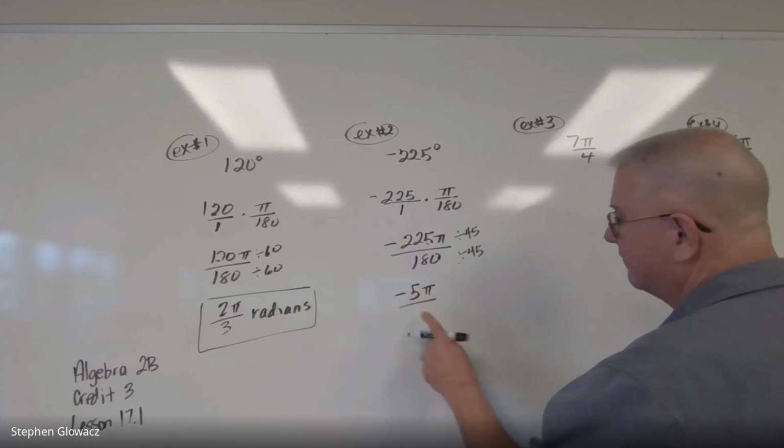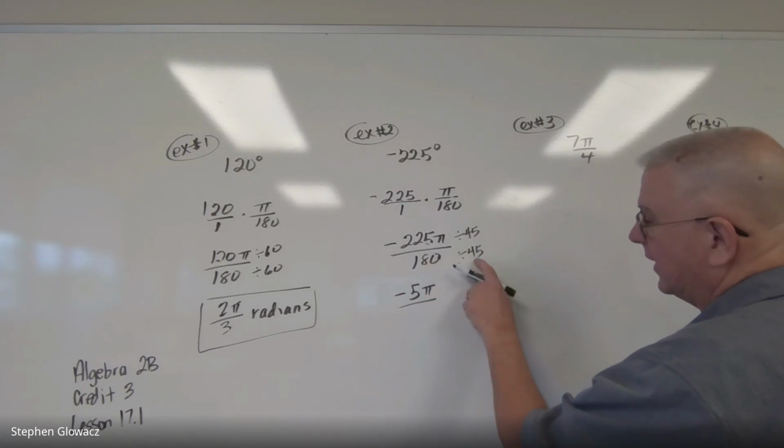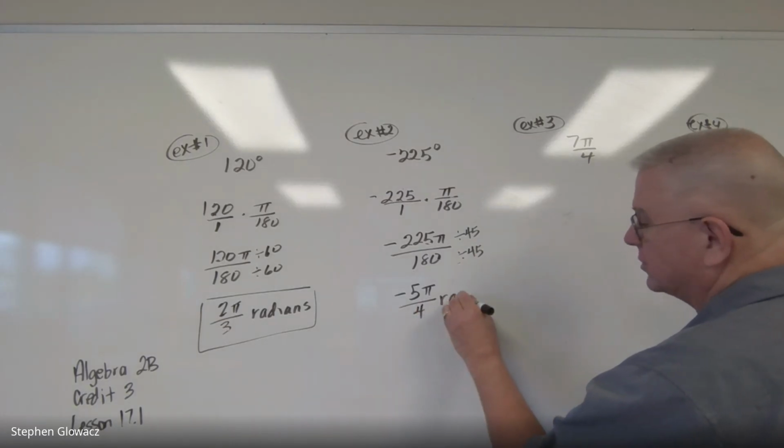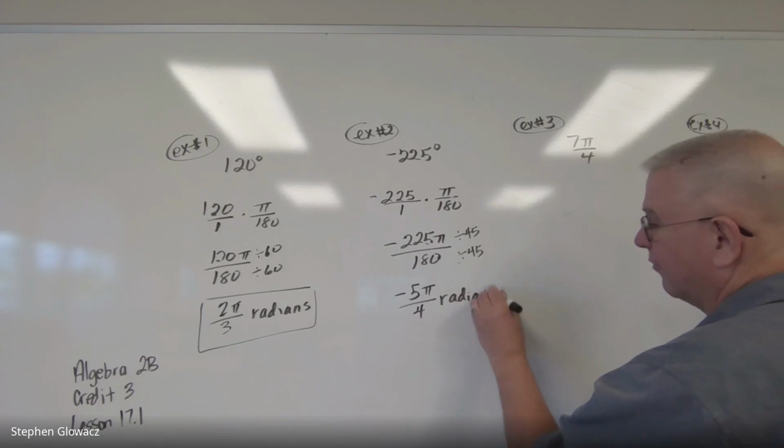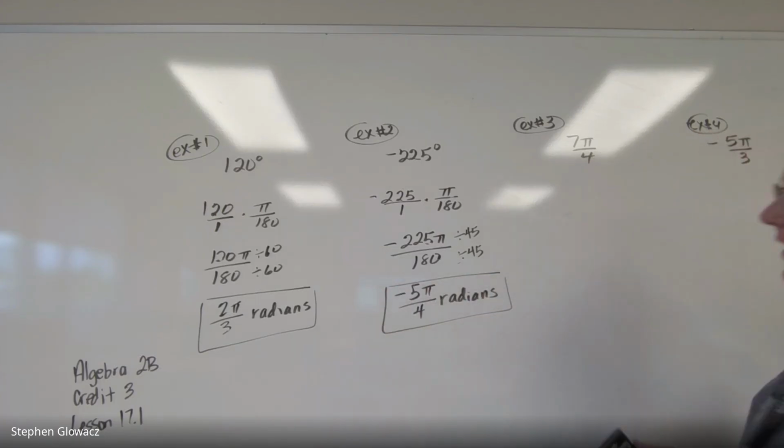So we have negative, don't forget the pi. And then 180 divided by 45 is 4. So we have negative 5 pi over 4 radians. And so that's our answer for an example for number 2.